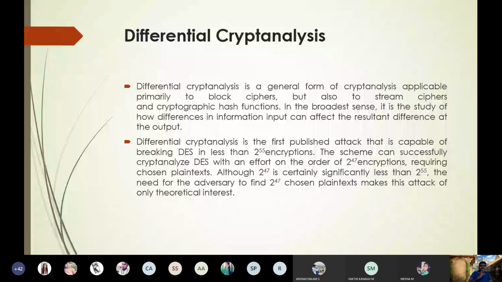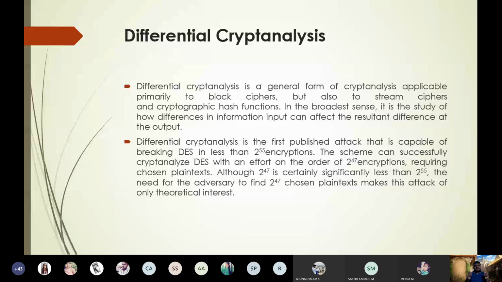Here we have two types of cryptanalysis. The first one is differential cryptanalysis, and the second one is linear cryptanalysis. Differential cryptanalysis is a general form of cryptanalysis. There are no other functions inside it. It is somewhat a general form, and this general form is highly used in block ciphers. So what is meant by block ciphers? Again and again, I'm telling what is meant by block ciphers.